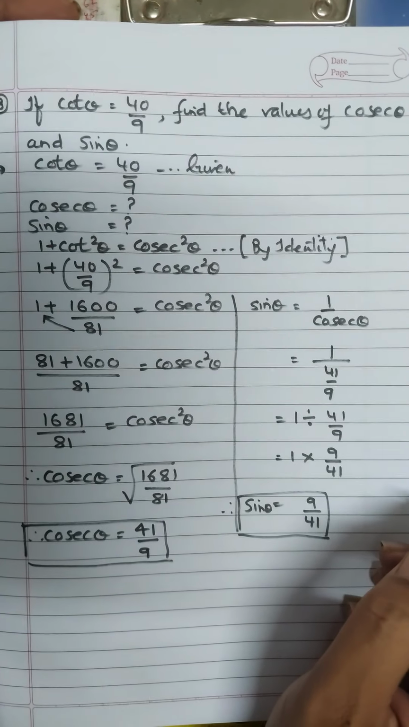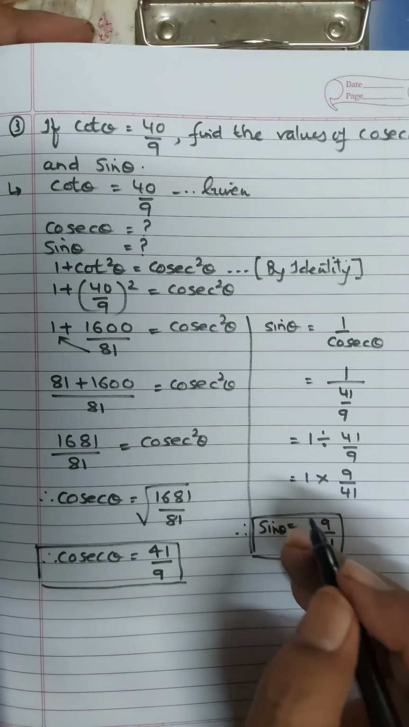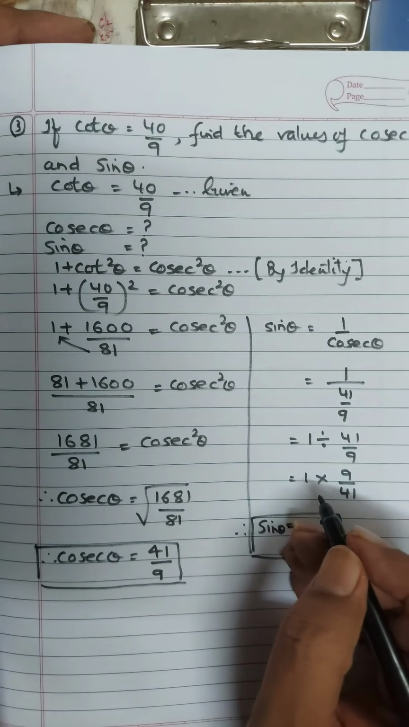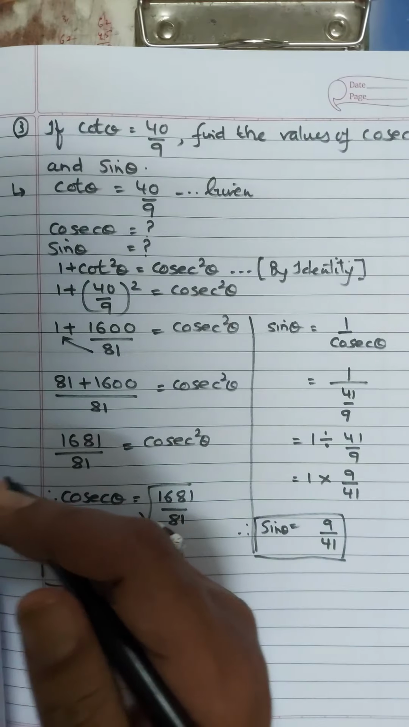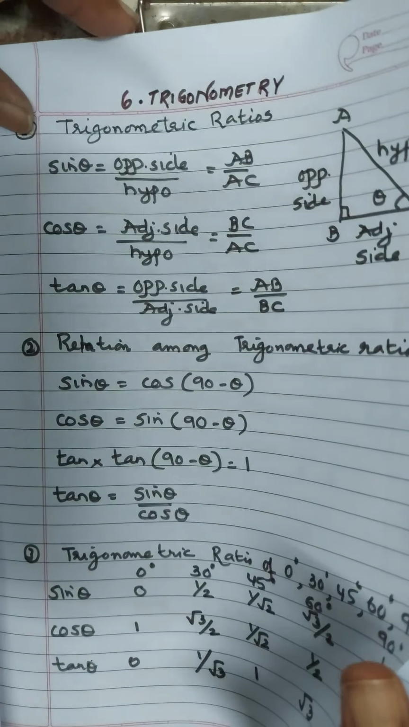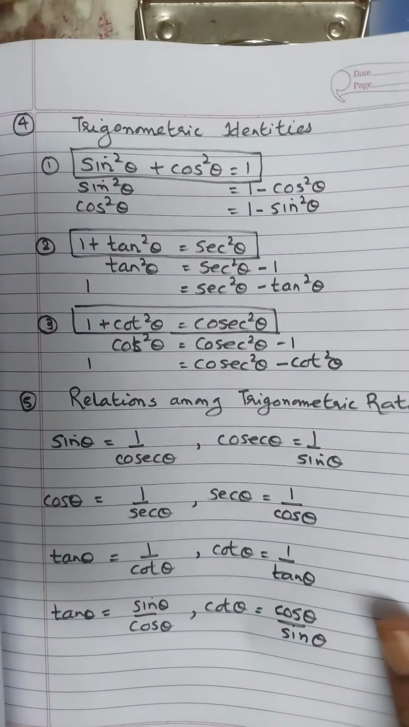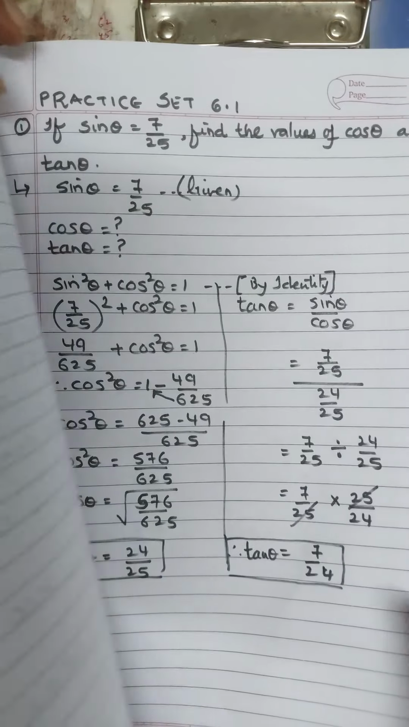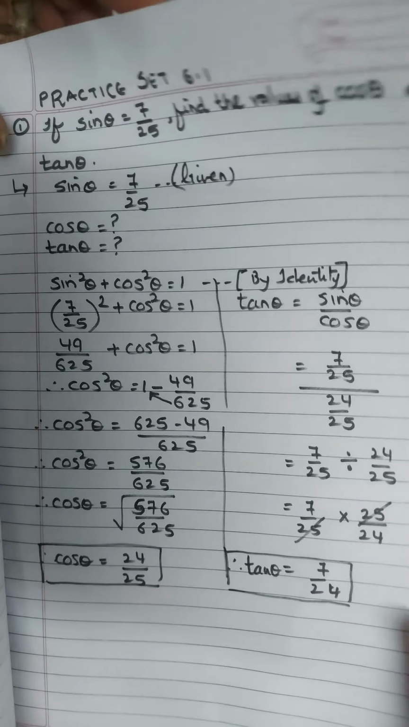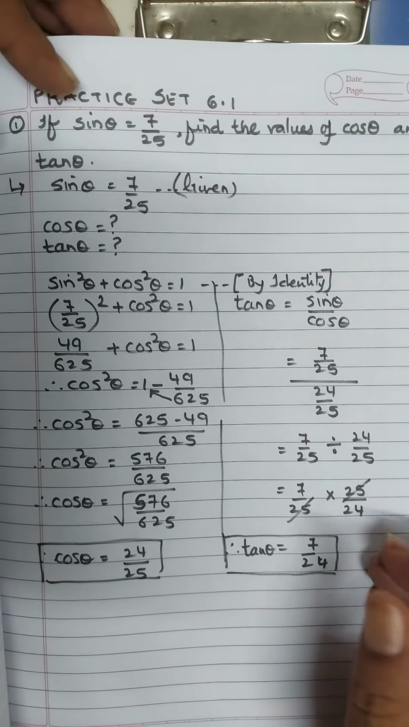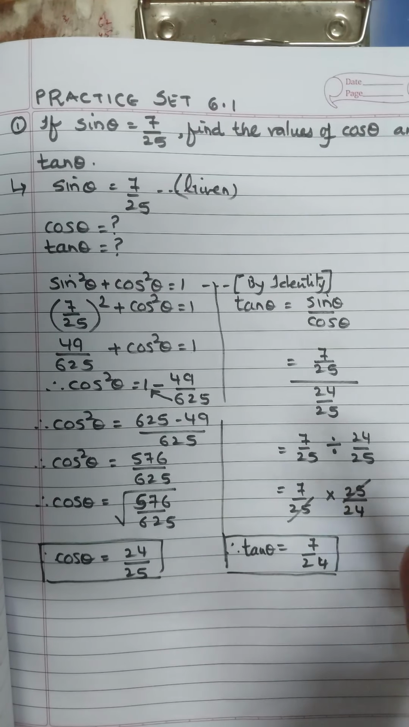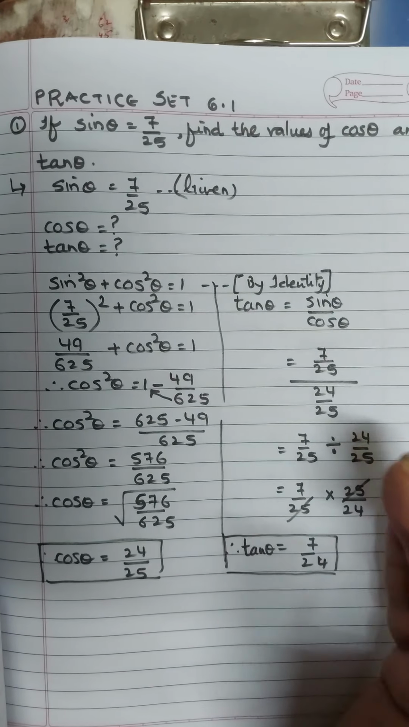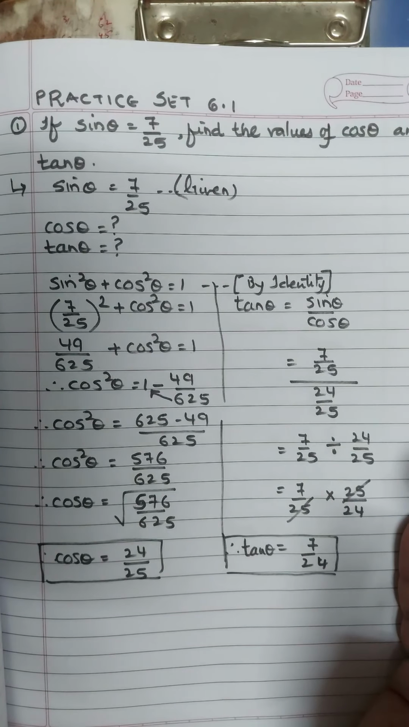So see friends, all the first three questions are based on the first three identities. It's very simple. In trigonometry, if you follow the 5 important points of this chapter, and also the 3 questions of the first practice set, you will easily understand how we can solve these trigonometry questions. So the remaining questions we'll do in the next video.